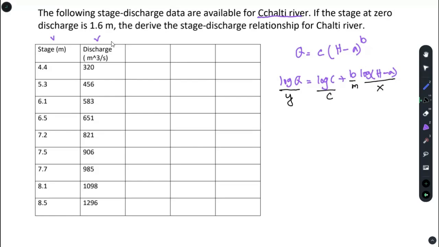So for that, if that is Q and that is my stage H, I will first find out log Q, and then I will find out log (H minus A). Here the A is 1.6 meter, which is the stage at zero discharge. So A is what we know, 1.6 meter.